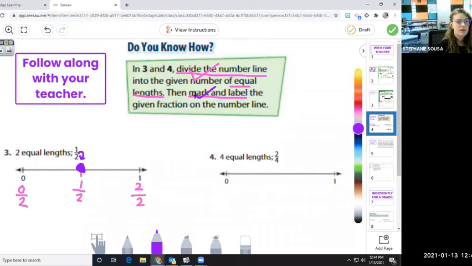Remember that copying does not help your brain learn. Critically thinking and making sure you understand what you're writing does help your brain learn. So what questions can I answer about this? What do you need to understand about number 3?